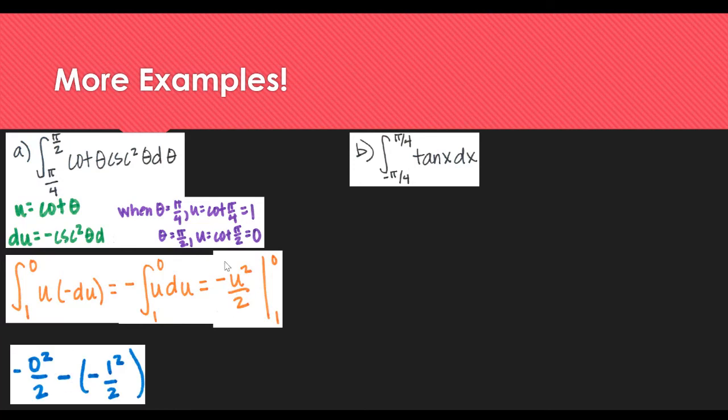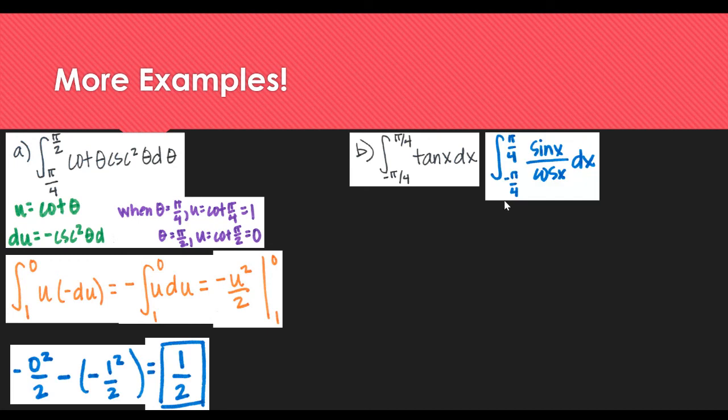Minus, I plug in 1, and I get negative 1/2. So that's gone. I get negative 1/2, which is positive 1/2. Letter B over here, the integral of tangent x dx. That's tough because if I say u is tangent of x, I can't really do that.